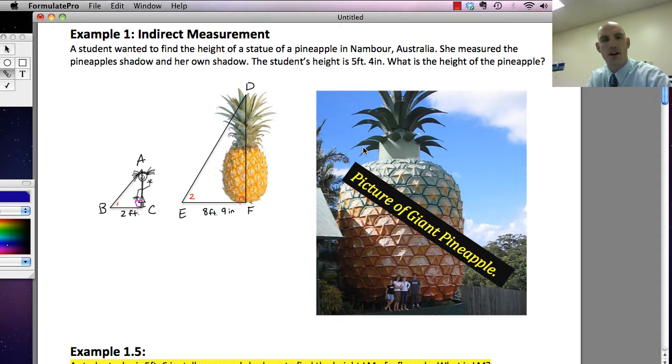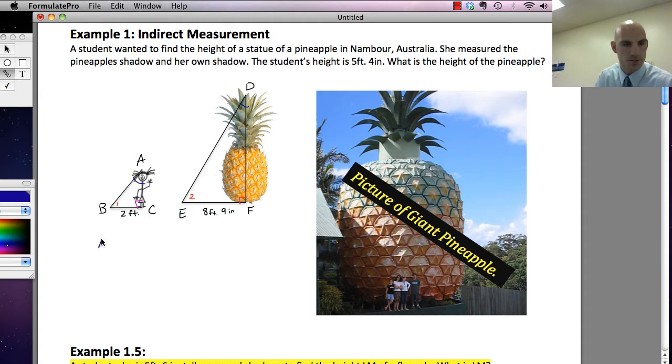So we're dealing with similar figures here. Basically, she's drawn a triangle using herself as one of the legs and is comparing that to the height of the pineapple as that same leg. The shadow is the shadow that she is casting. The shadow of the pineapple is the other shadow she's measuring. So we're assuming, because these are right triangles and the sun is at the same angle, that these two triangles are similar. And so what she's going to do is set up a proportion.